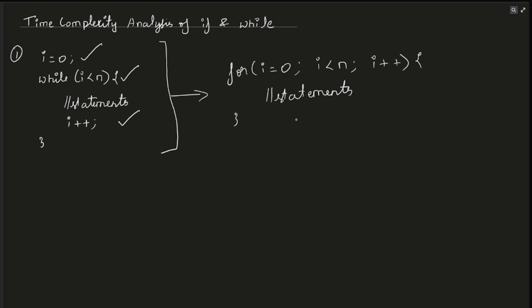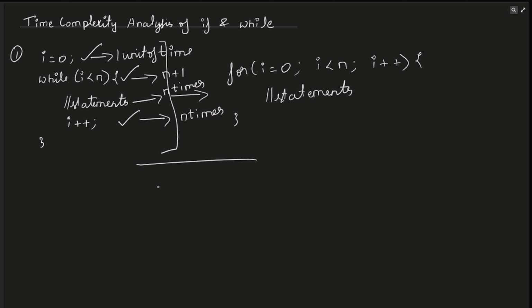If you have not watched my previous videos, please do watch them and come back to know the time complexity of the normal for loop. This initialization takes 1 unit of time. This condition is checked n plus 1 times. And these statements again get executed n times. Even the update statement gets executed n times.